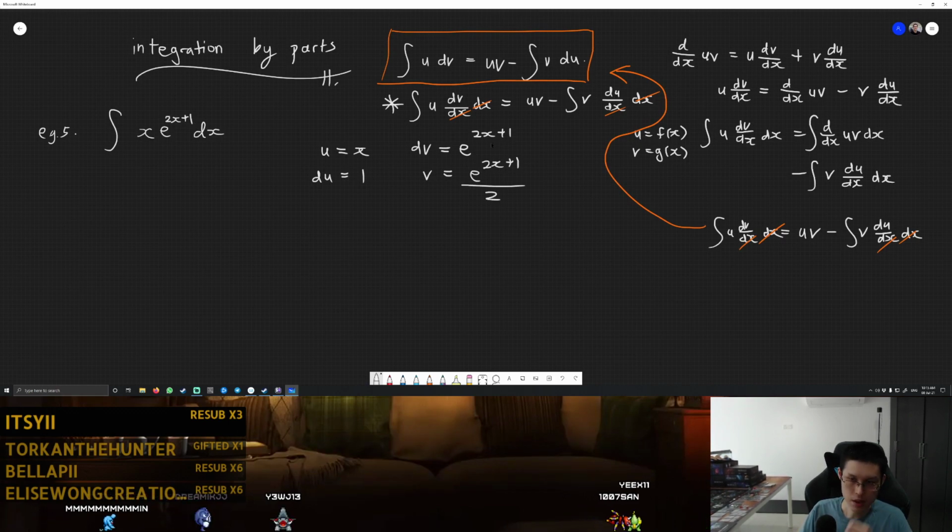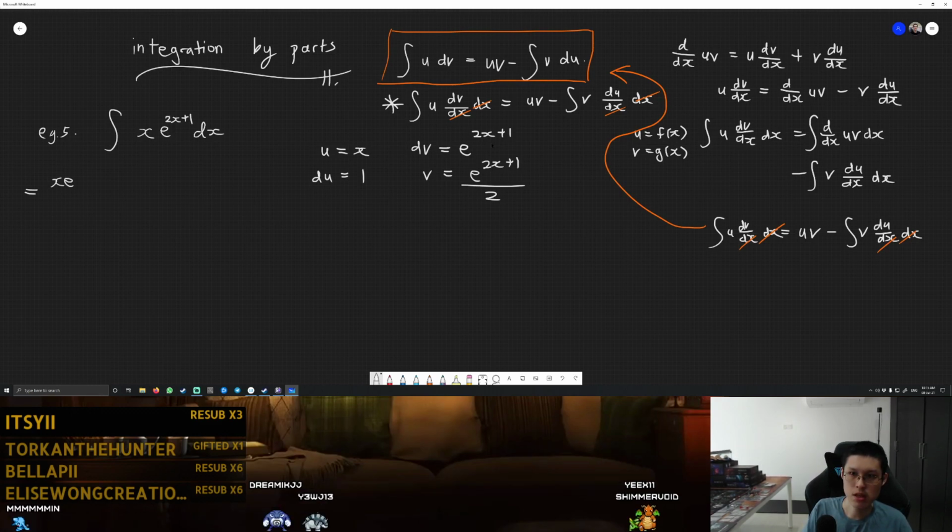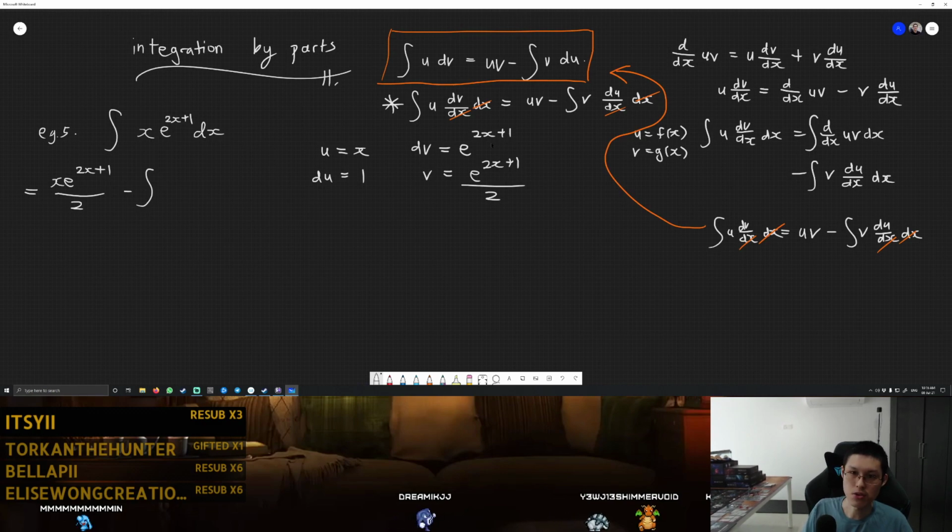Now that we have done this, we can use our formula and get what we want. We have uv, so u times v, which is going to be x times e to the 2x plus 1 over 2, and then minus the integral of v du. So v is this guy.